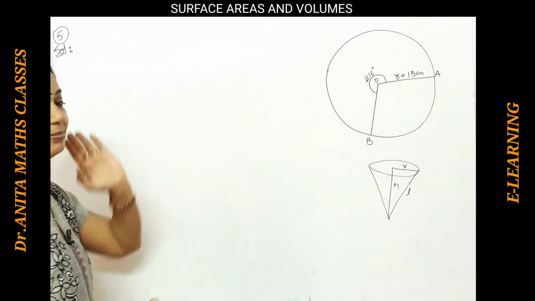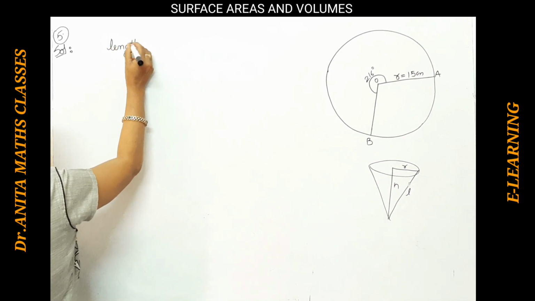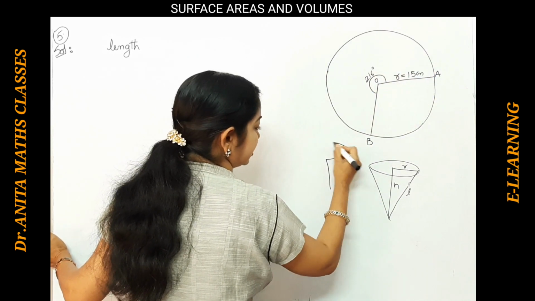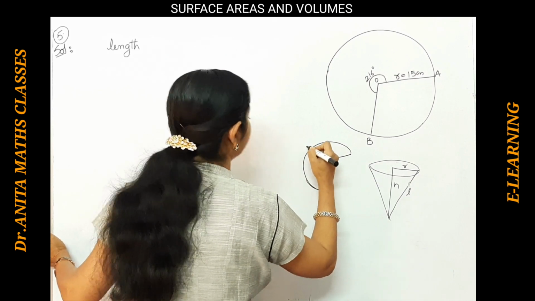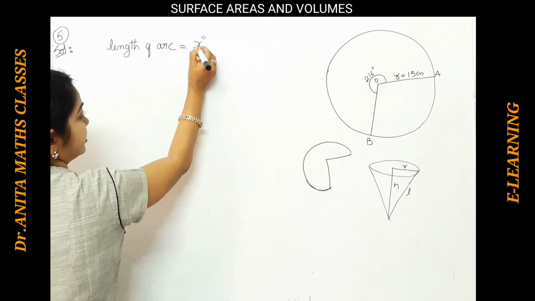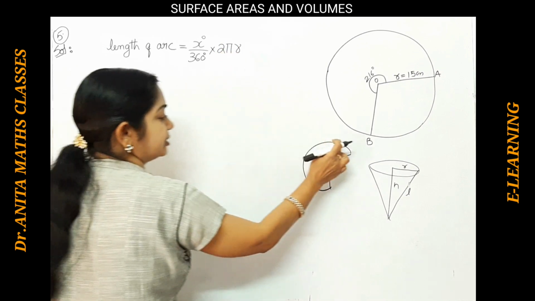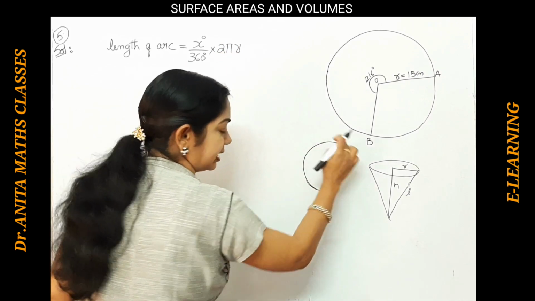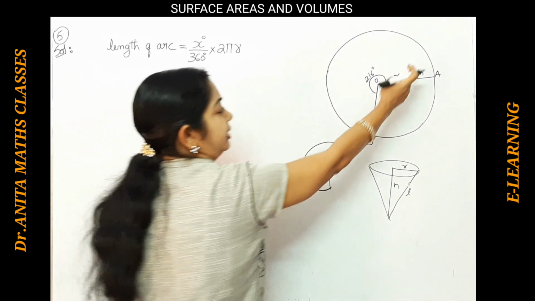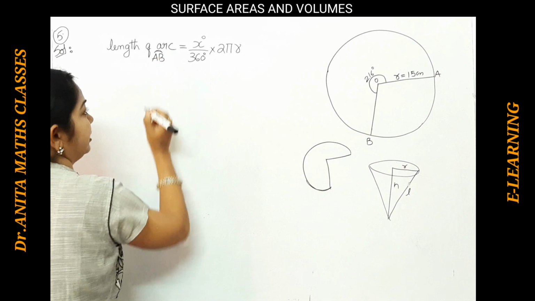From that information, we know the length of the arc, this part of the sector. The formula for the length of the arc is x degrees by 360 into 2 pi r. If you are supposing in this paper the arc AB, length of the arc AB, you can also write it like this, major arc AB.